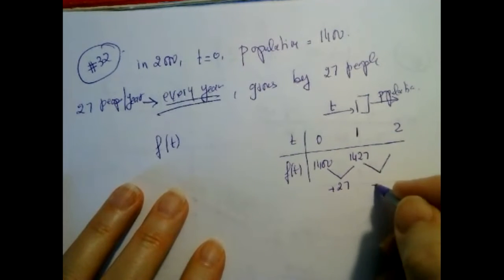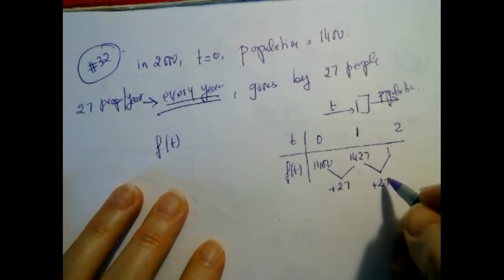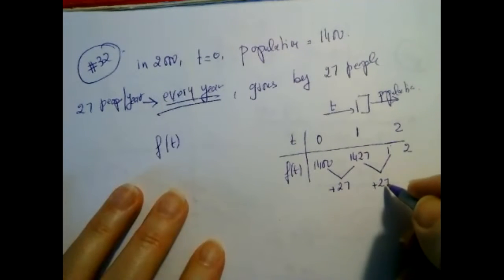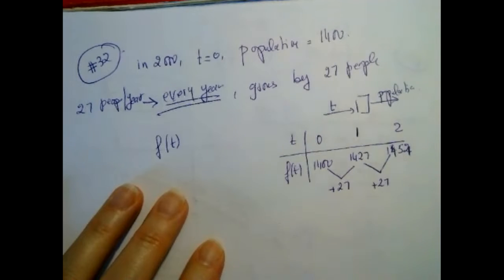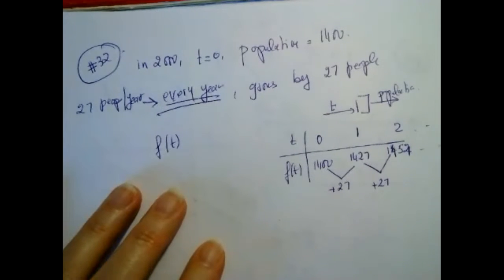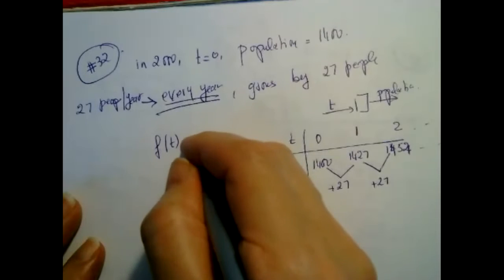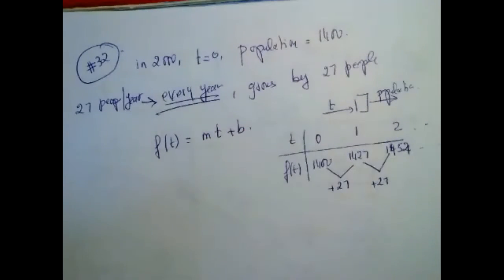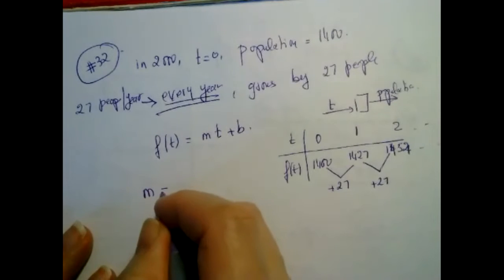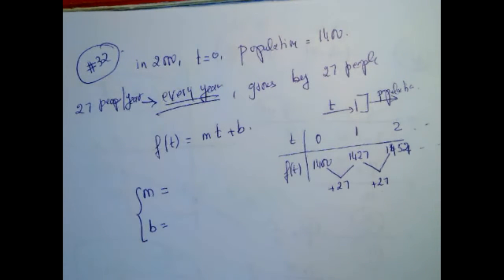Another year, another 27. So how much is 1,400 and 27? It's 1,427. And then another 27 is 1,454, and so on and so forth. It's really by the same amount. So what's the slope in this problem? F of T has the form mt plus b because it's linear. What's the m and what's the b in this particular problem? Are they given to us?